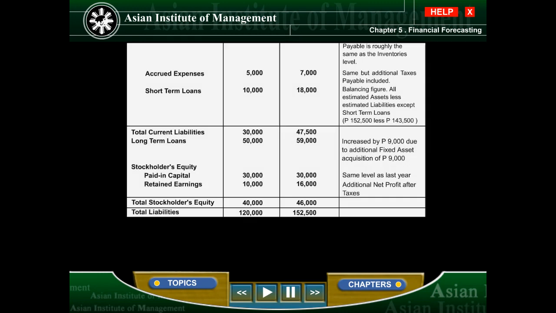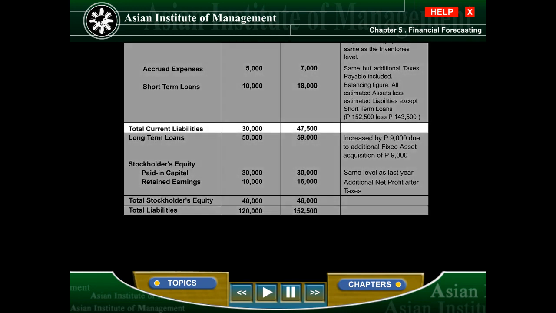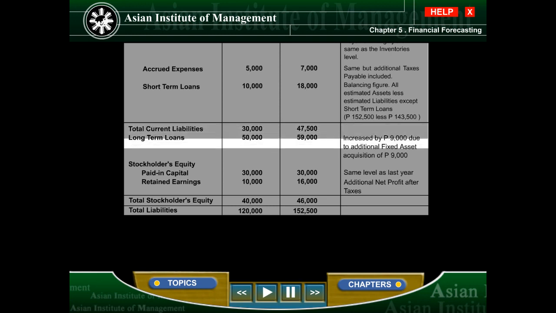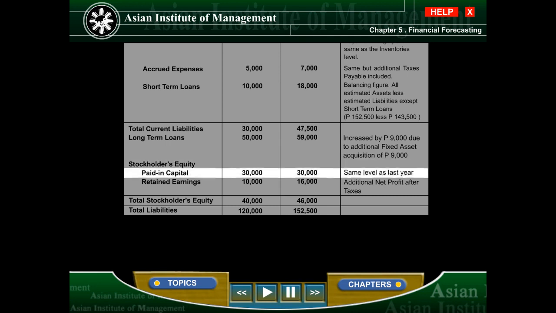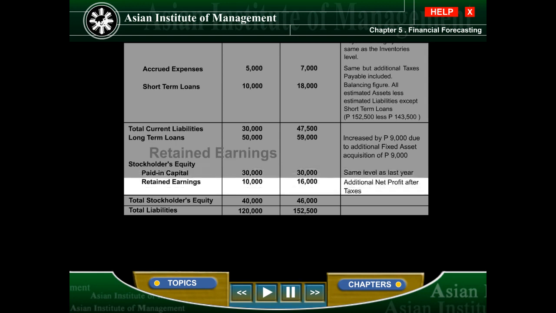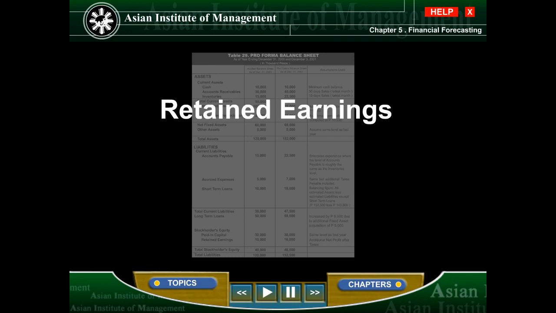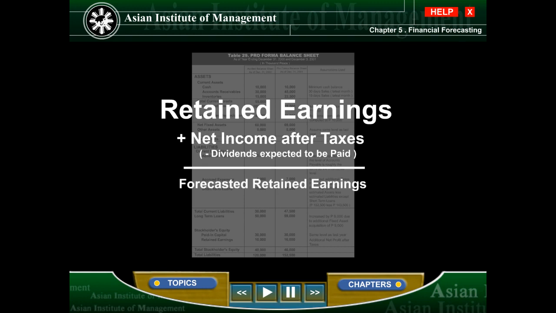As discussed previously, the forecaster can use either short or long-term loans to fund any shortfall in the financing of assets required for the forecasted period. What the forecaster needs to do beforehand is to forecast the stockholders' equity. If there are no expected increases in paid-in capital, then the only change in stockholders' equity will be in retained earnings. One can estimate this by adding the net income after taxes for the forecasted year, less dividends expected to be paid, to the previous year's retained earnings. This will give the new retained earnings as of the ending date of the forecasted accounting period.